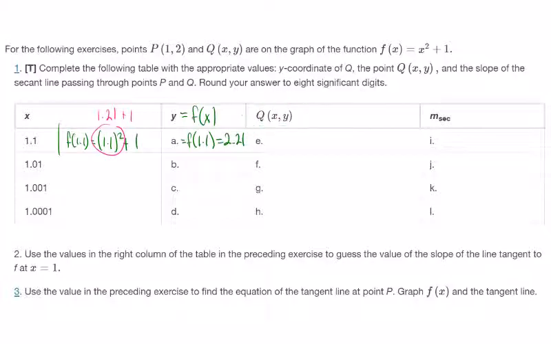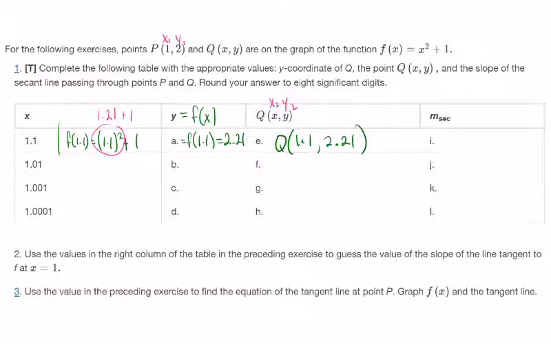So that's what the y coordinate is. So Q, x and y, is going to be 1.1 for the x and 2.21 for the y. Now, if I want to find the slope of the secant line, all I need to do is y2 minus y1. We have this point already given, so we'll use these as our x2, y2, and we'll use these as our x1, y1.